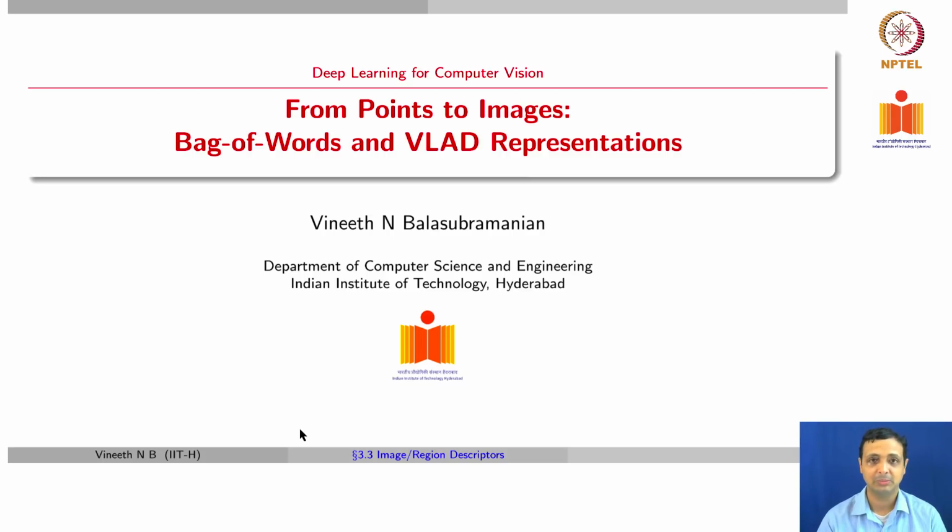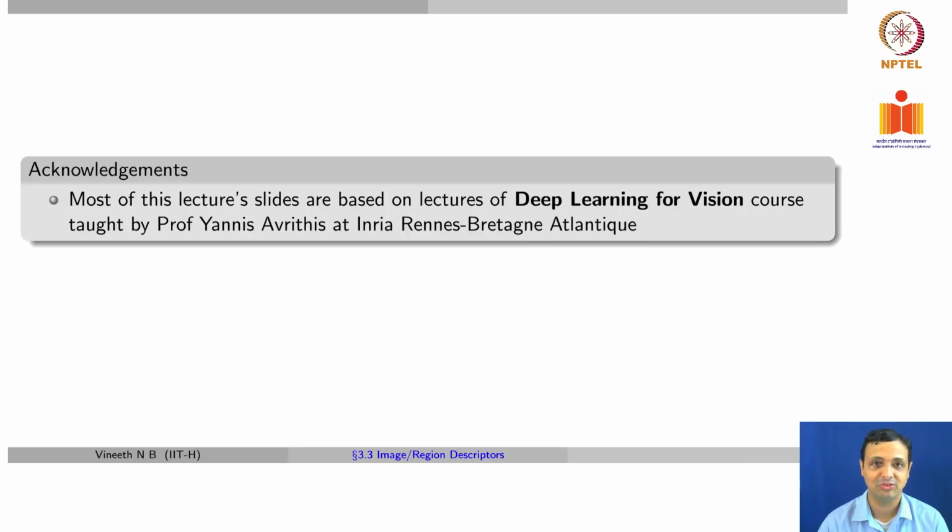We talked about image panorama stitching, where you try to match key points. You may now want to match images themselves, for example, in image search or retrieval, or even to perform image classification, as we will see when we go through these slides. In this lecture, we will focus on two specific kinds of descriptors, the bag of words descriptor and another extension of it known as the VLAD descriptor. Once again, the lecture slides are based on Professor Yannis's lectures at INRIA Rennes.